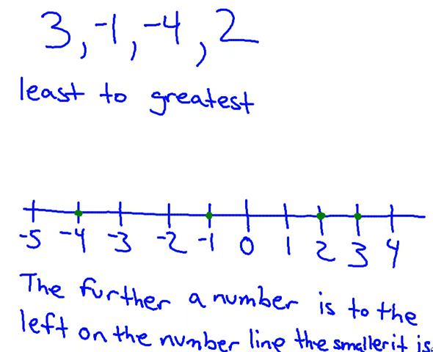So, I want to put these numbers in order from least to greatest. Therefore, negative 4 is to the left of all the numbers. Therefore, it's the least number. So, it's negative 4 first. Next would be negative 1. Next would be a 2, which is positive, and 3. Again, the only thing I did, I just went from left to right. Negative 4, negative 1, next is 2, and the next number is 3. So these numbers in order from least to greatest are negative 4, negative 1, 2, and 3.